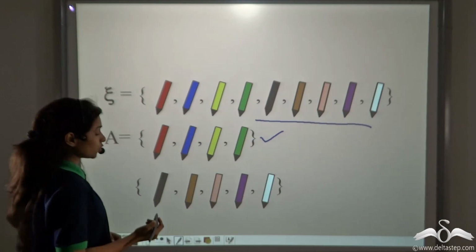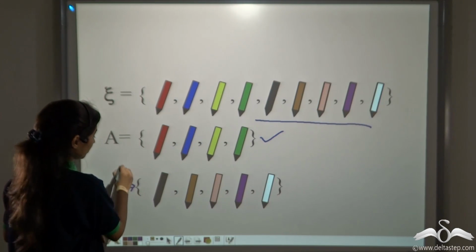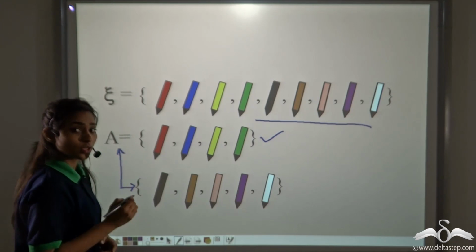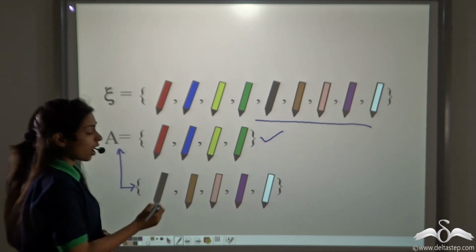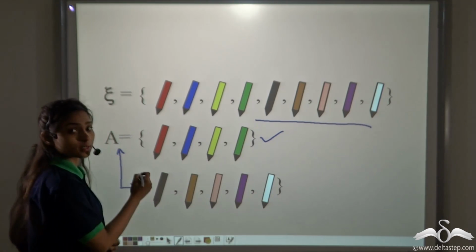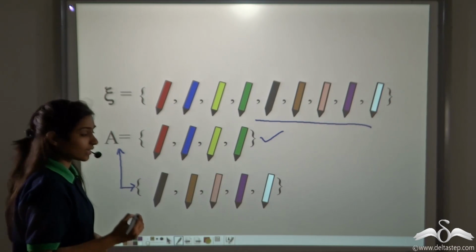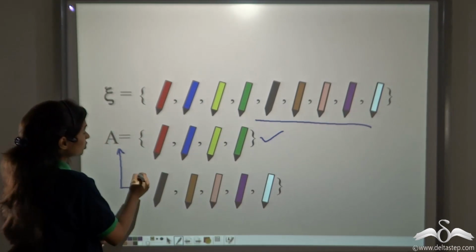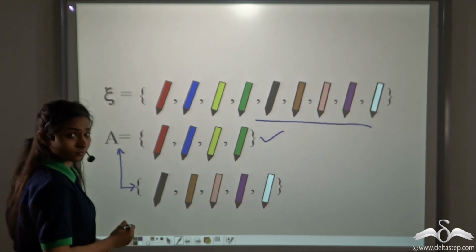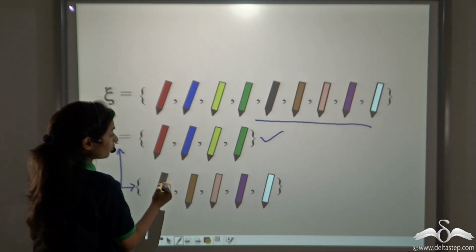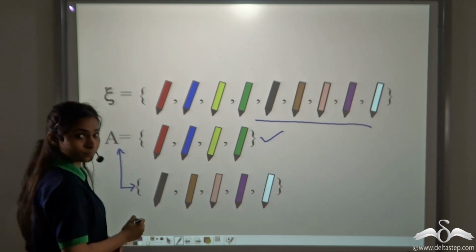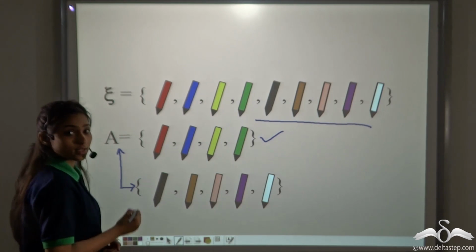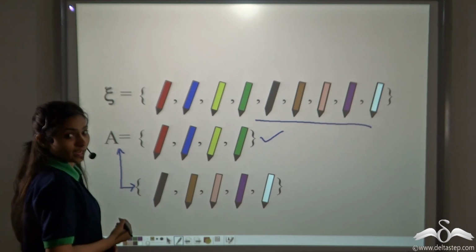Suppose if I tell you to denote this set in terms of A, how will you denote this? First, how will you tell me about this set in terms of A? You will say that this set contains all those crayons which is not there in set A. That means the set of crayons which you are not taking to school. So this can be called the complement of set A.